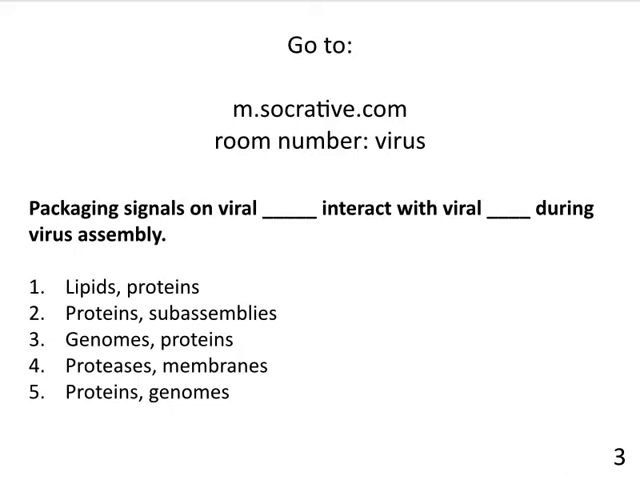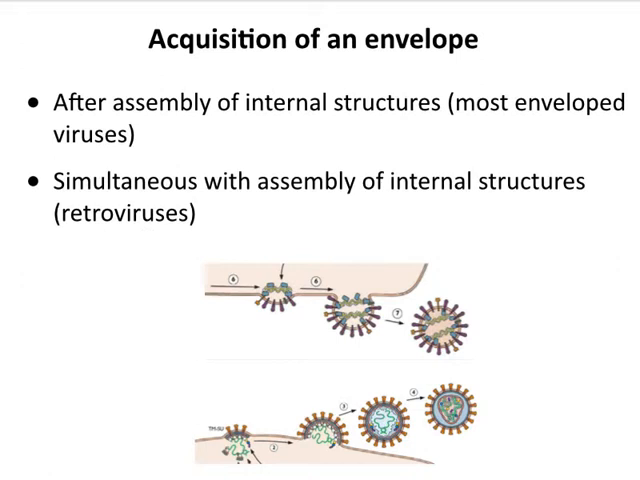Packaging, so the key here is a packaging signal is on a genome, and it interacts with viral proteins to get the genome into the particle. Very straightforward. Okay, we got a genome. Let's get an envelope. For those viruses that need an envelope, let's talk about how this works. And there are 2 general patterns.